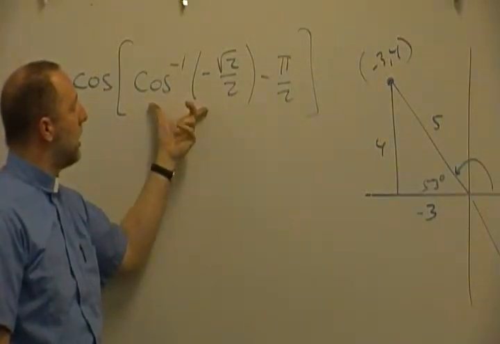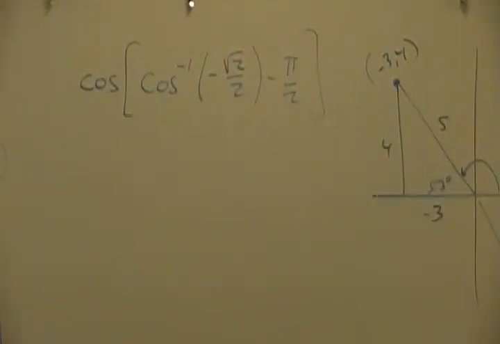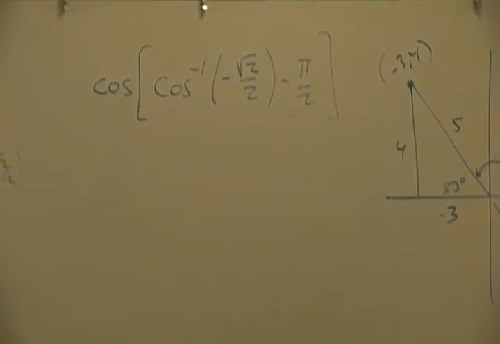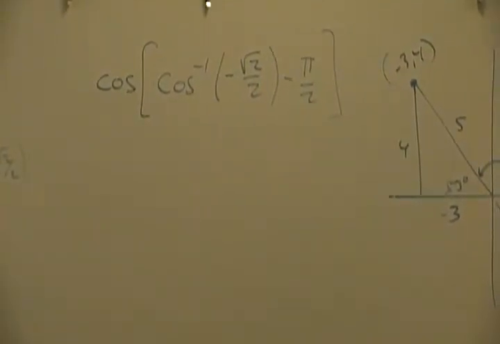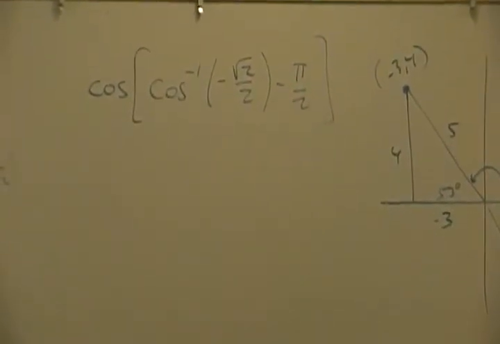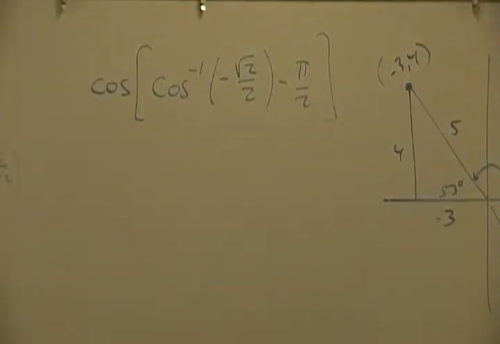So what is cosine inverse of negative root 2 over 2? Now before you answer, stop and think. Cosine inverse, what part of the circle is it defined on? And is it on this top part of the circle or is it on the side here? It's going to be on the top because cosine, stop and think this. On a unit circle, cosine are which values? My x values.